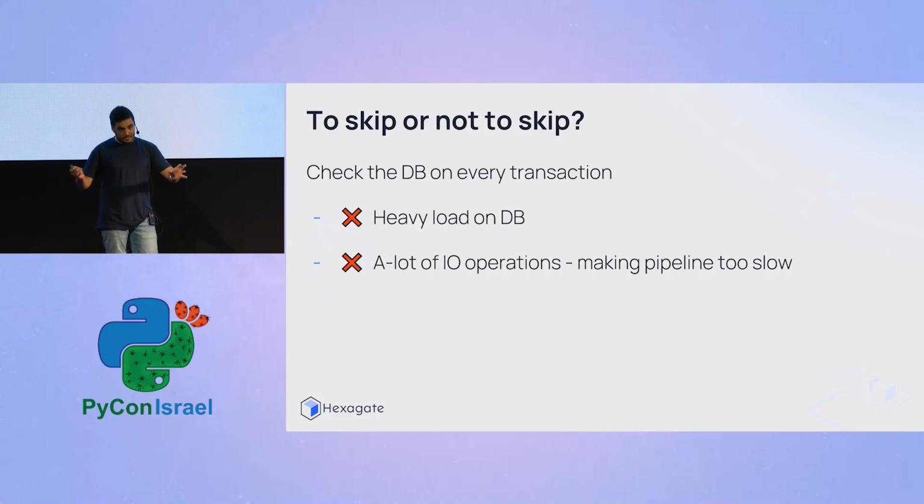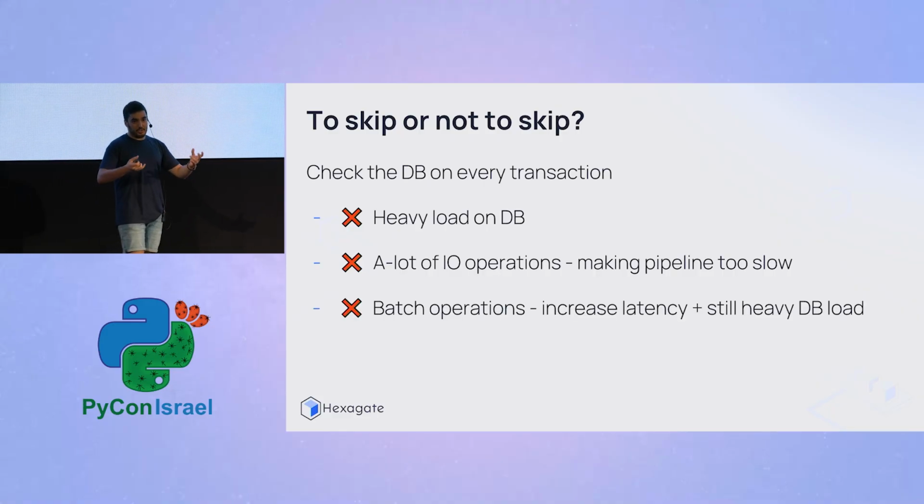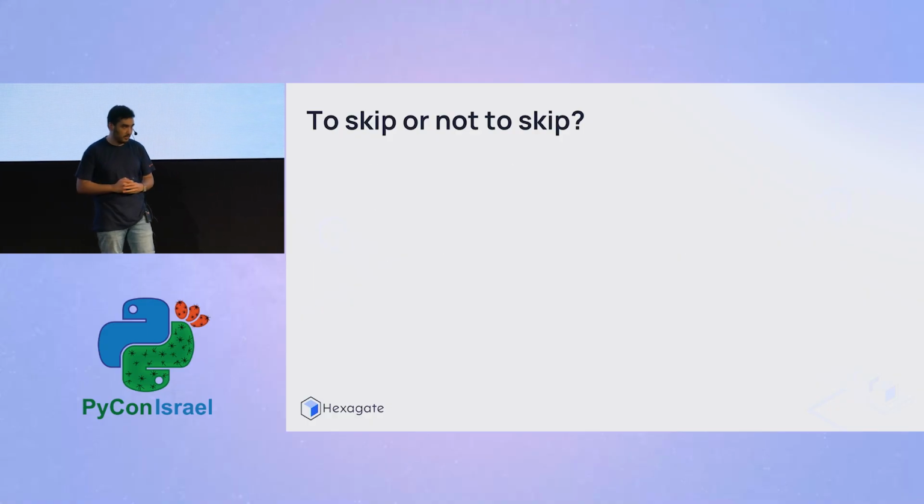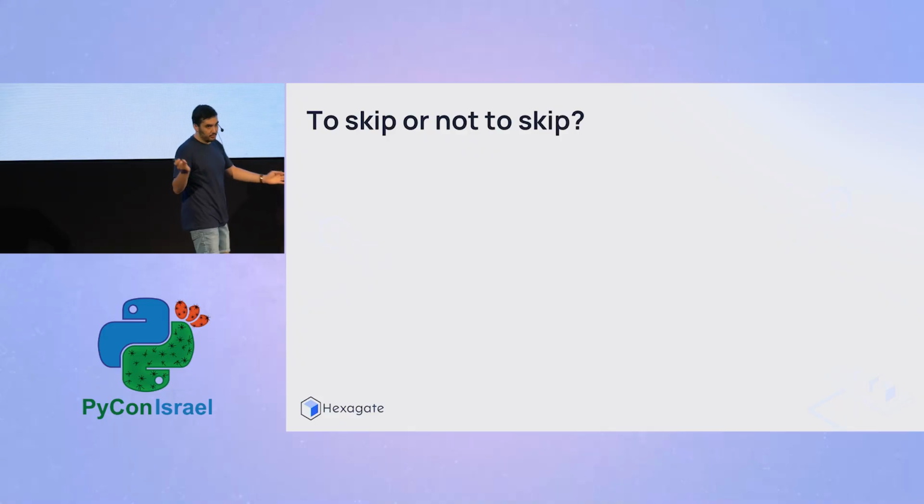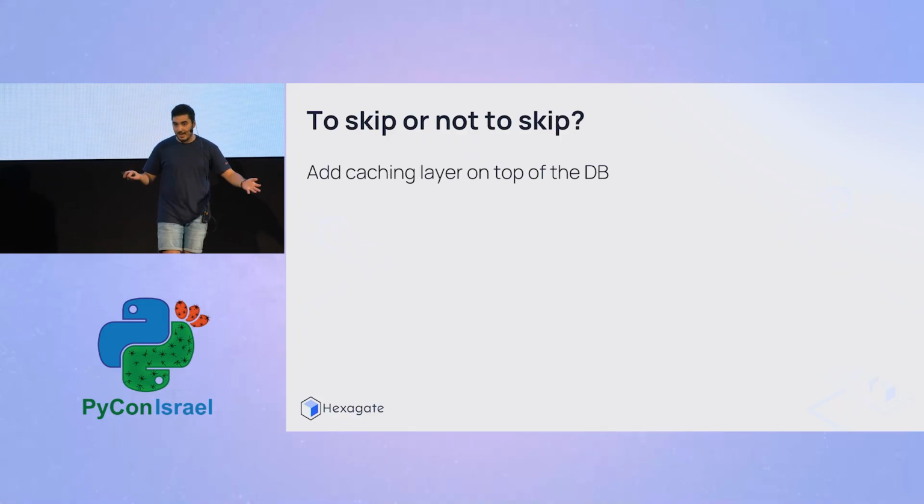Now, I know you guys are thinking maybe we could batch up those operations, right? We could wait until 1,000 transactions arrive, then make a single query to the DB. That's also not good because it's still a very high load on the DB, and it increases the latency. So we have to wait until we get 1,000 transactions. It takes a little bit of time. It could increase the throughput, but decrease the latency. So not very good.